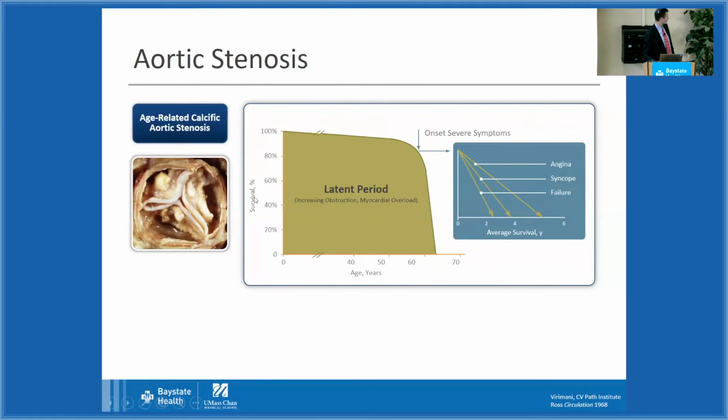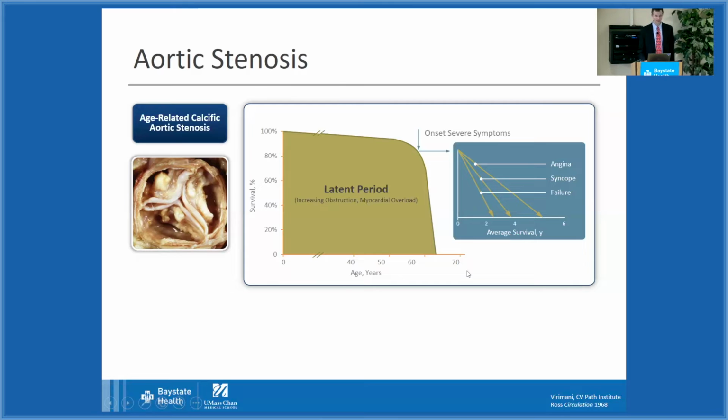This is not new knowledge. This actually was published in 1968 by Ross and Braunwald, showing that over time, people compensate just fine, but at some point, they can't get enough blood through that stiff valve, and they develop symptoms. They develop symptoms of shortness of breath, chest pain, syncope, fainting. And when they develop symptoms, that's a suggestion that they really have heart failure. The development of symptoms is associated with the onset of death. Once people develop symptoms from aortic stenosis, the average life expectancy is about 3 years, untreated.